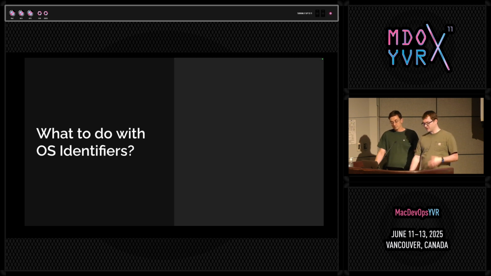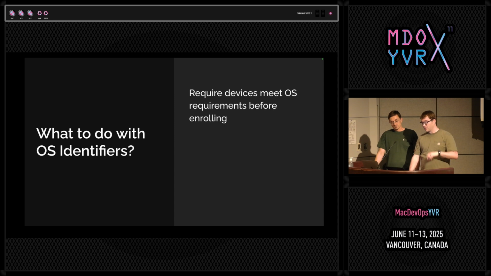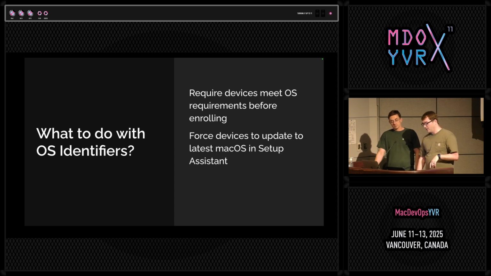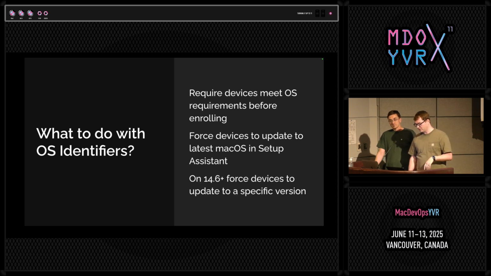So what can we do with these OS identifiers? We can require devices meet OS requirements before enrolling. In macOS 14, we can require devices to update to the latest macOS in Setup Assistant. Oftentimes that's not really what we want. Maybe we're pinning a particular version. In 14.6, they updated this mechanism so we can force the device to update to a version we specify.